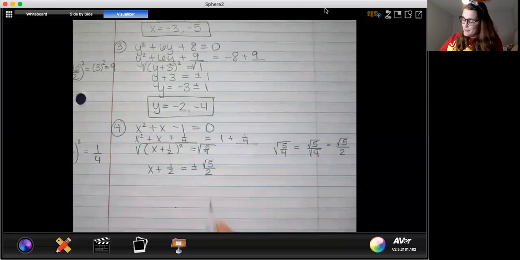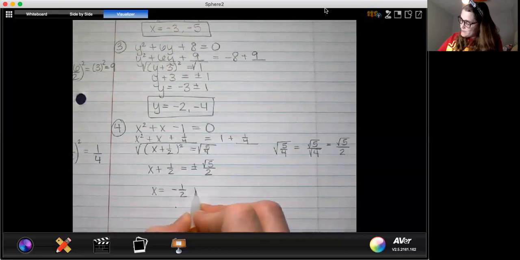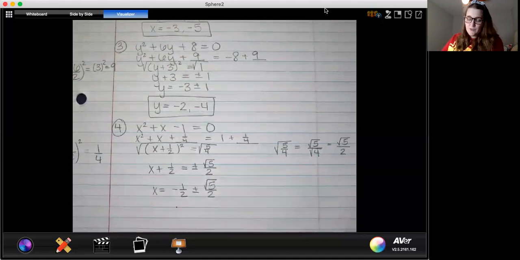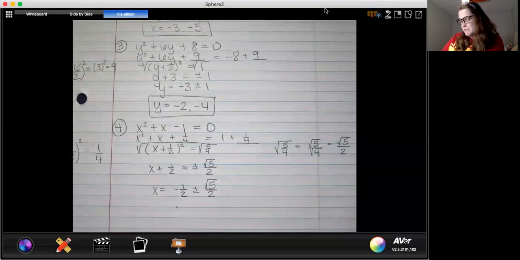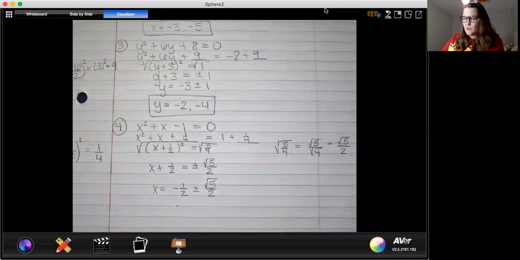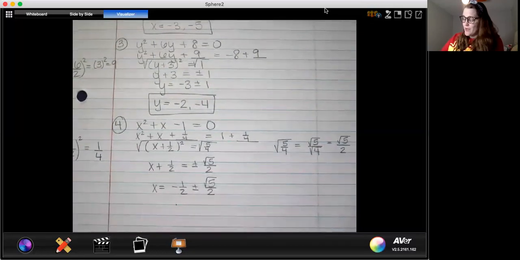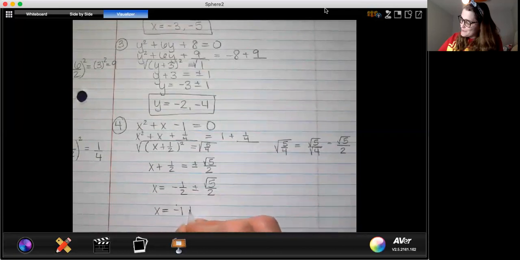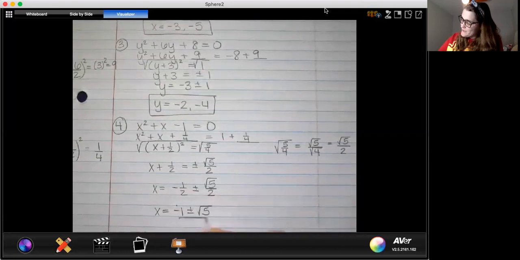Then I'm going to subtract my 1/2 over, and I get negative 1/2 plus or minus the square root of 5 divided by 2, which at this point you're hopefully thinking looks similar to something we've done before, and it does. Notice they both have the same denominator of 2, so therefore we can add those fractions together. So we get negative 1 plus or minus the square root of 5, divided by 2.